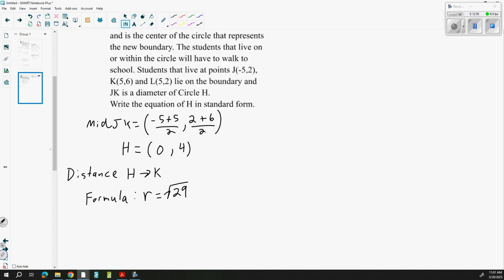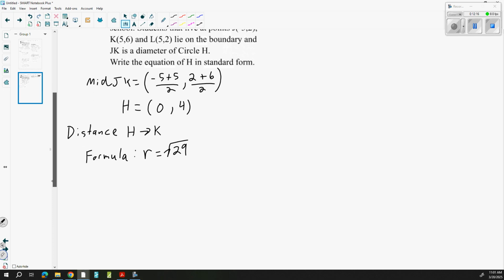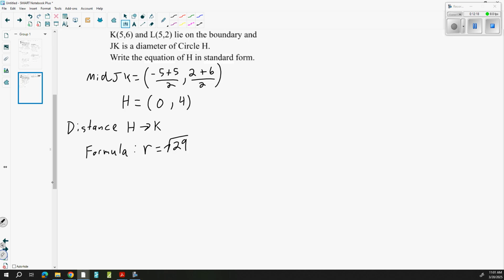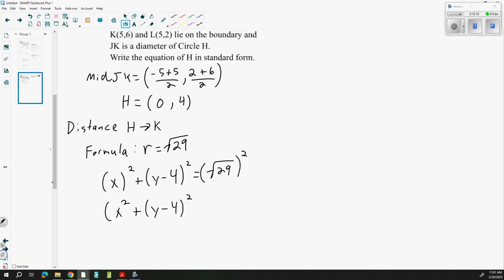Your calculator could give you a decimal like we did previously, but sometimes it'll ask you to put things in simplest radical form, and that's what we want to do there. So our equation for our circle is going to be x squared plus (y minus 4) squared equals the square root of 29 squared. Because when we do it this way, we get something nice as our finishing bit.